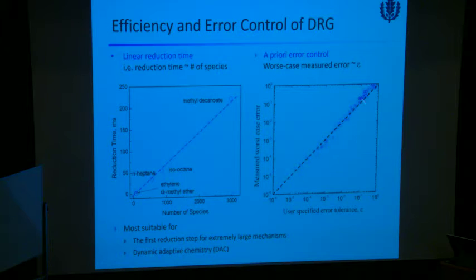Then the second plot is how much error was actually measured: the worst case error measured in the DRG reduced mechanism versus the specified error tolerance. If you look at this log scale, this dashed line is 1 to 1. So you can see for the DRG method, you did get roughly the same actual reduction error versus error tolerance. This is critical. If you don't want to do the validation after reduction, just make sure you design a method which can control the error.